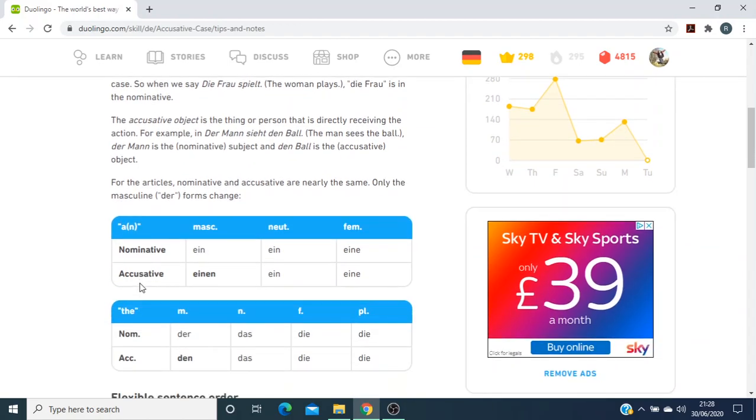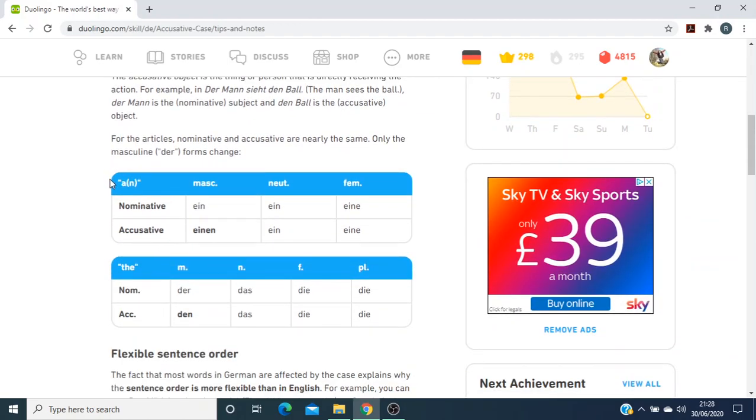So here is an example. For the indefinite articles, nominative is ein for masculine, ein for neuter, and eine for feminine. But for the accusative, it's einen for masculine, ein for neuter, and eine for feminine. And when it comes to the word for the, in the definite articles, nominative is der, das, die for masculine, neuter, feminine, and die for plural. And same in the accusative for neuter, feminine, and plural, das, die, die, but the masculine changes to den.